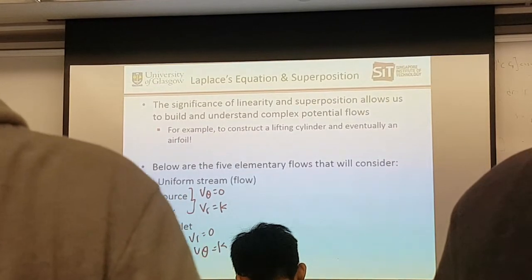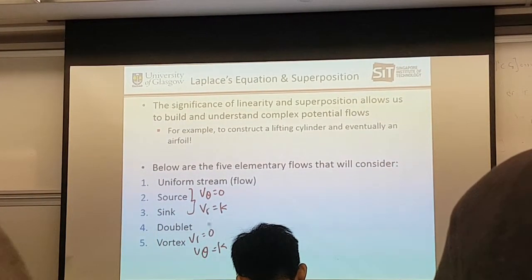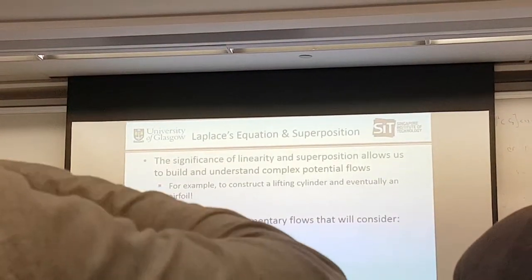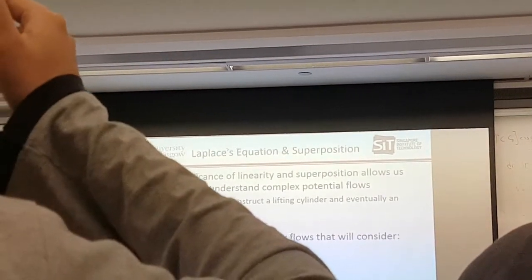So please try to at least differentiate between these two flows that we have. A source and a sink is the same thing, right? Source is just going outwards, sink is going inwards. So it's just a direction change in the velocity, that's all. Alright?